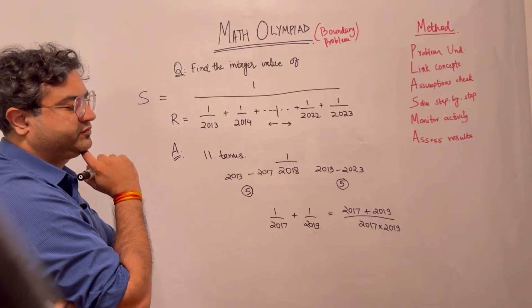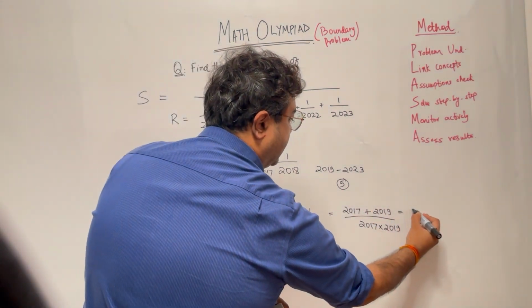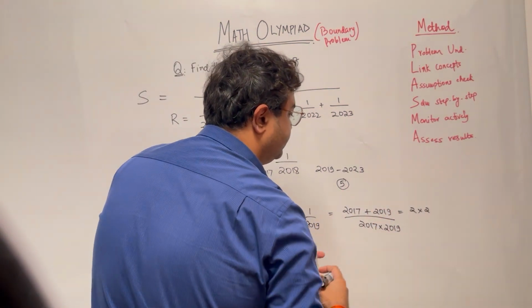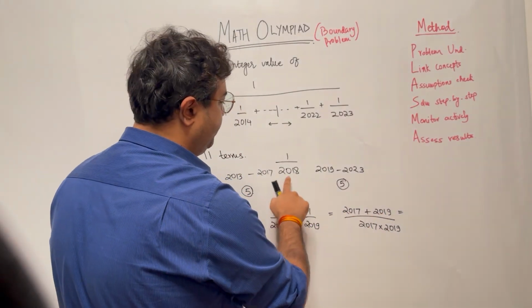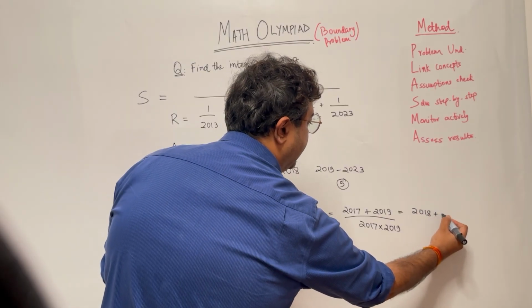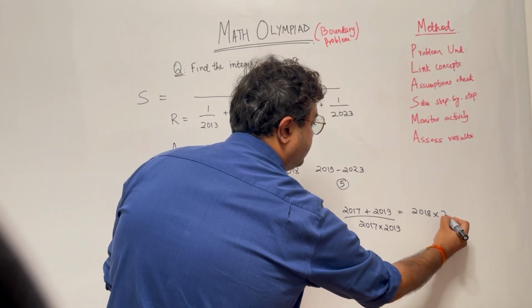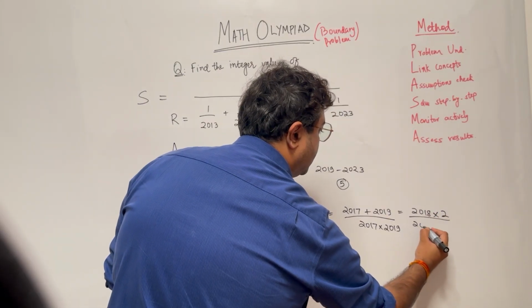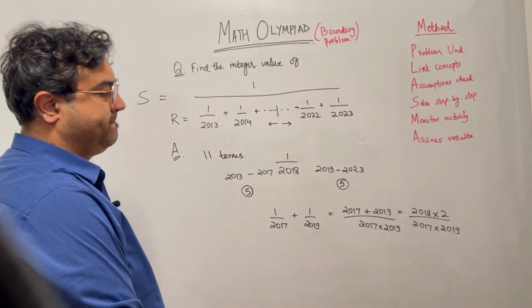Okay? And then the numerator is actually 2 times. So this is one left and one right of 2018. So essentially this becomes 2018 plus 2018 or 2018 times 2. And then in the denominator we have 2017 and 2019.